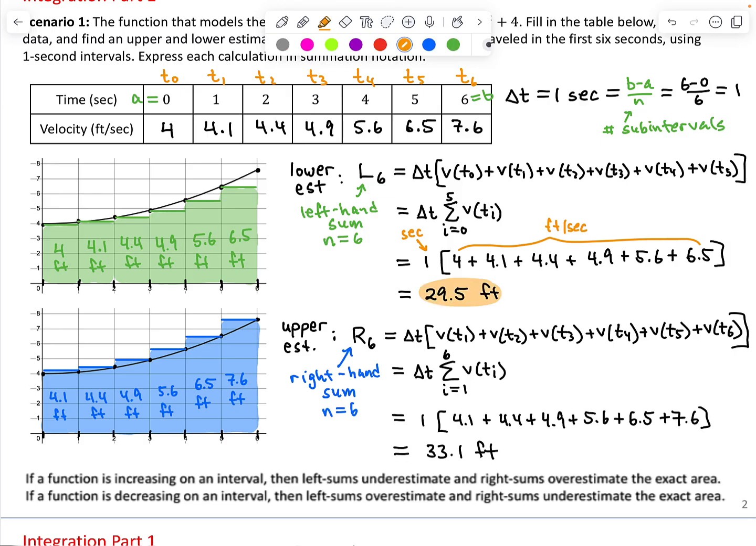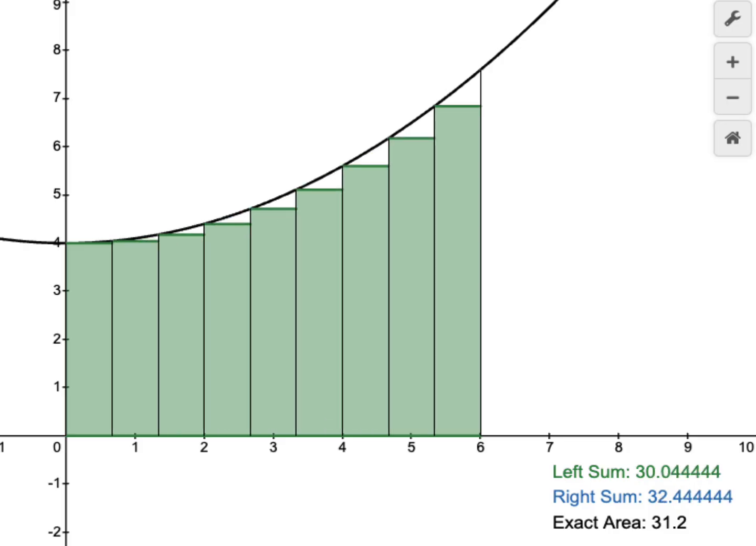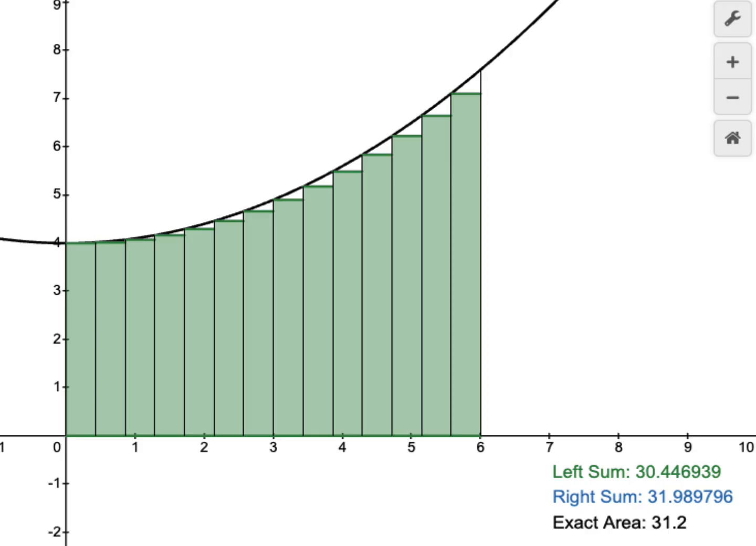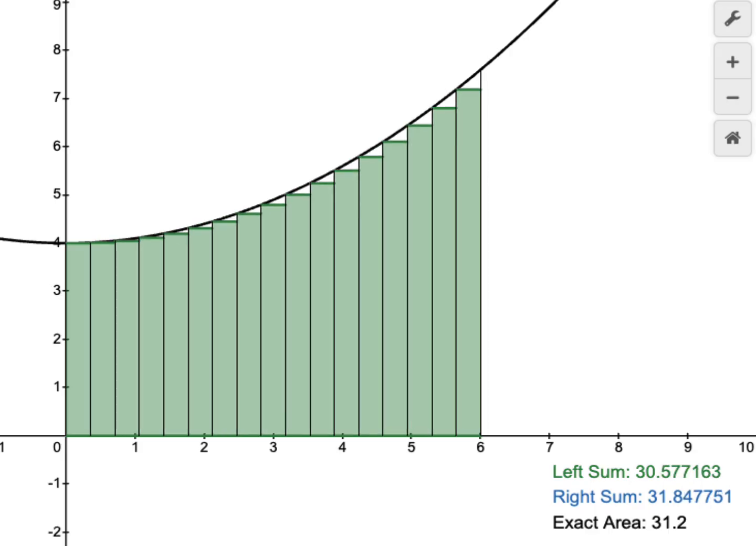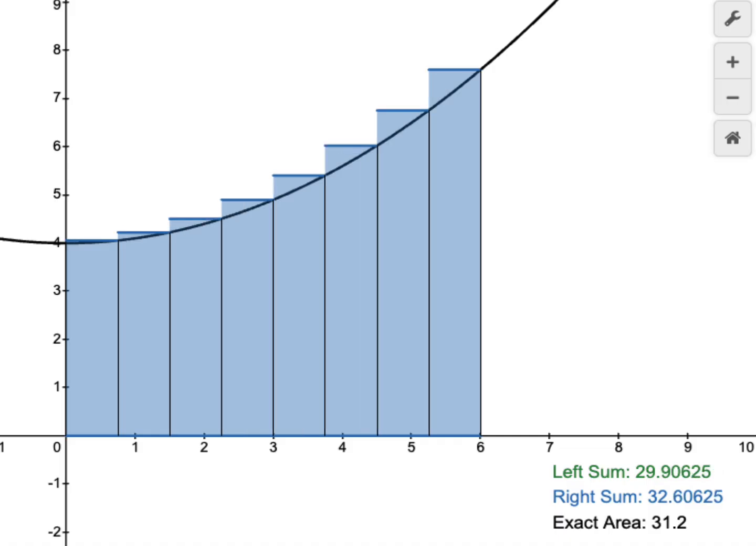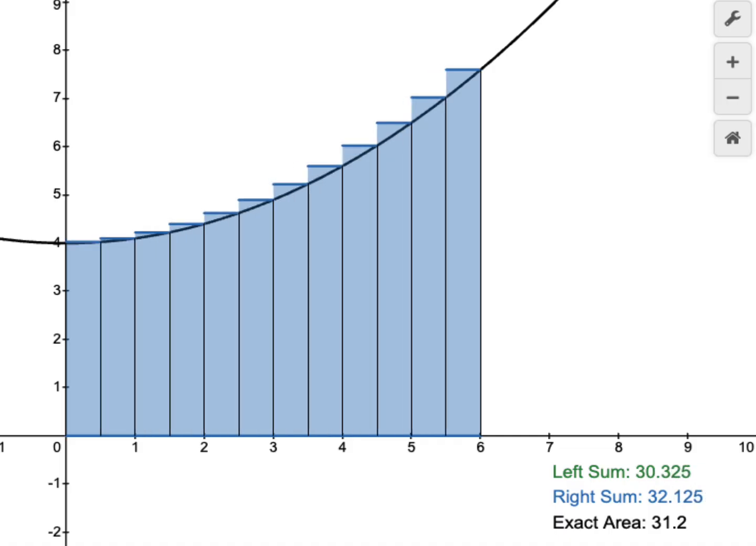So we have a lower estimate and an upper estimate. It seems reasonable to average them to come up with a singular, better estimate. Now, as you can imagine, another way to improve accuracy is to simply use more subintervals. Here's a visual using technology. As we increase the number of subintervals, you can see that my left-hand sums improve in accuracy. Also true for my right-hand sums. They improve in accuracy if you simply use more and more subintervals.